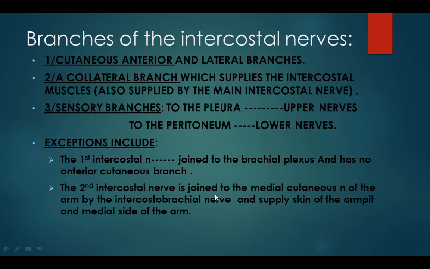The second intercostal nerve is joined to the medial cutaneous nerve of the arm by the intercostobrachial nerve and supplies the skin of the armpit or axilla, and the medial side of the arm.